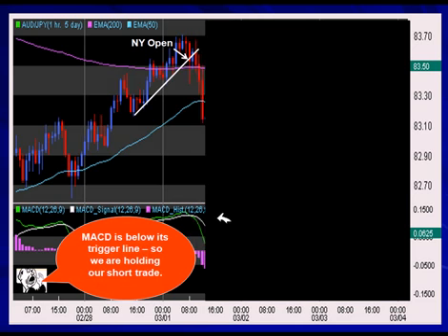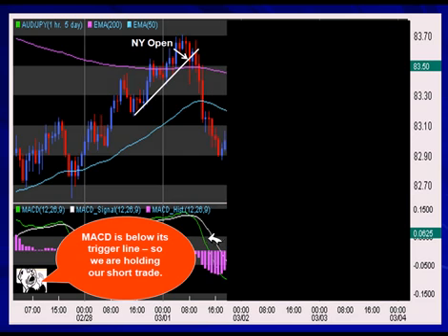Like thus and so. Price declining, we're short, we're in the money. Good angle and separation between MACD and its trigger line. Price continues to decline, we're holding that short trade. Now, price has risen a little bit here, but we're still holding the short trade because MACD is below its trigger line. It's going into oversold territory, so we want to keep an eye on this.